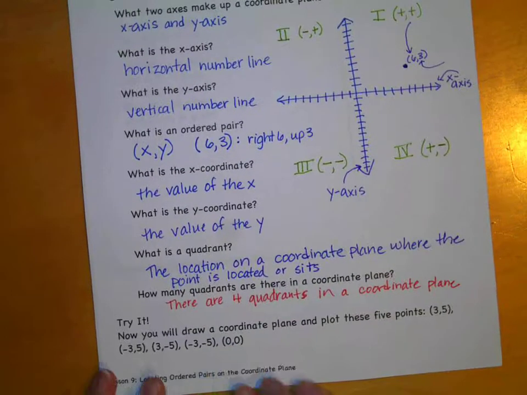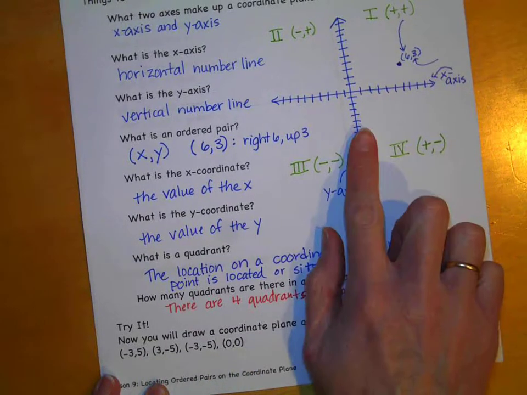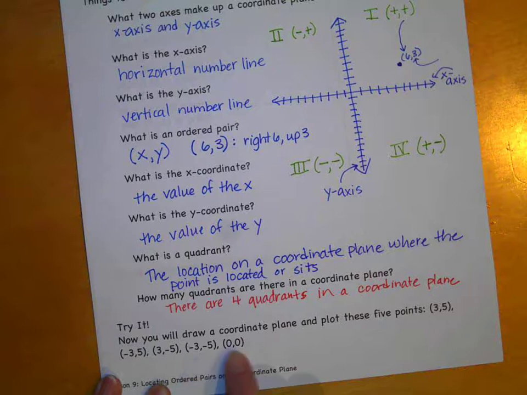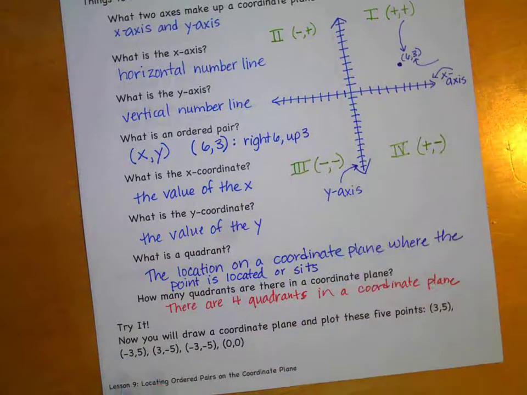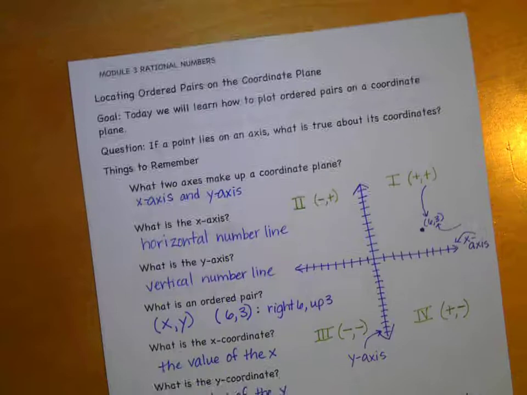And I want you to try a couple, okay? And so the couple that I want you to work on, it says, now you will draw a coordinate plane, just like you watched me do, and plot these 5 points. And the 5 points are (3, 5), (negative 3, 5), (3, negative 5), (negative 3, negative 5), and then (0, 0). So those are the 5 different dots or points that I want to see on your coordinate plane. And that's what you're going to do to show me that you were paying attention and watched what we did to plot all of those.